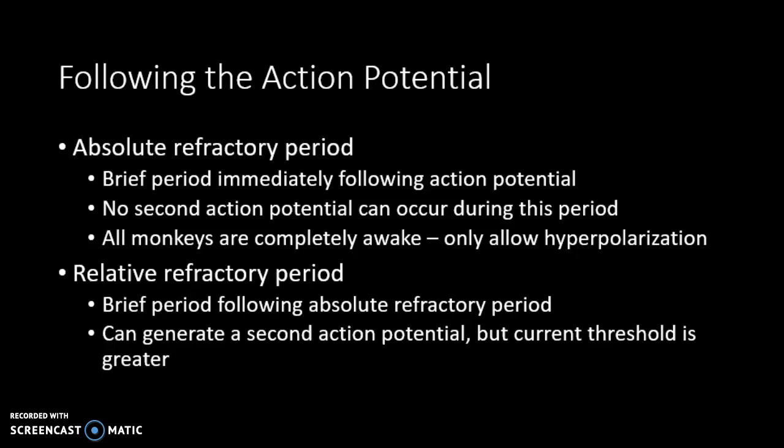Following the action potential, we can't have two action potentials without some kind of rest in between, and that's the refractory period. It's a brief period immediately following an action potential in which no second action potential can occur. All the monkeys are completely awake, which allows for hyperpolarization, meaning there's going to be no action potential. Then we have the relative refractory period, a brief period following the absolute refractory period, in which the cell can generate a second action potential, but the current threshold is much greater.